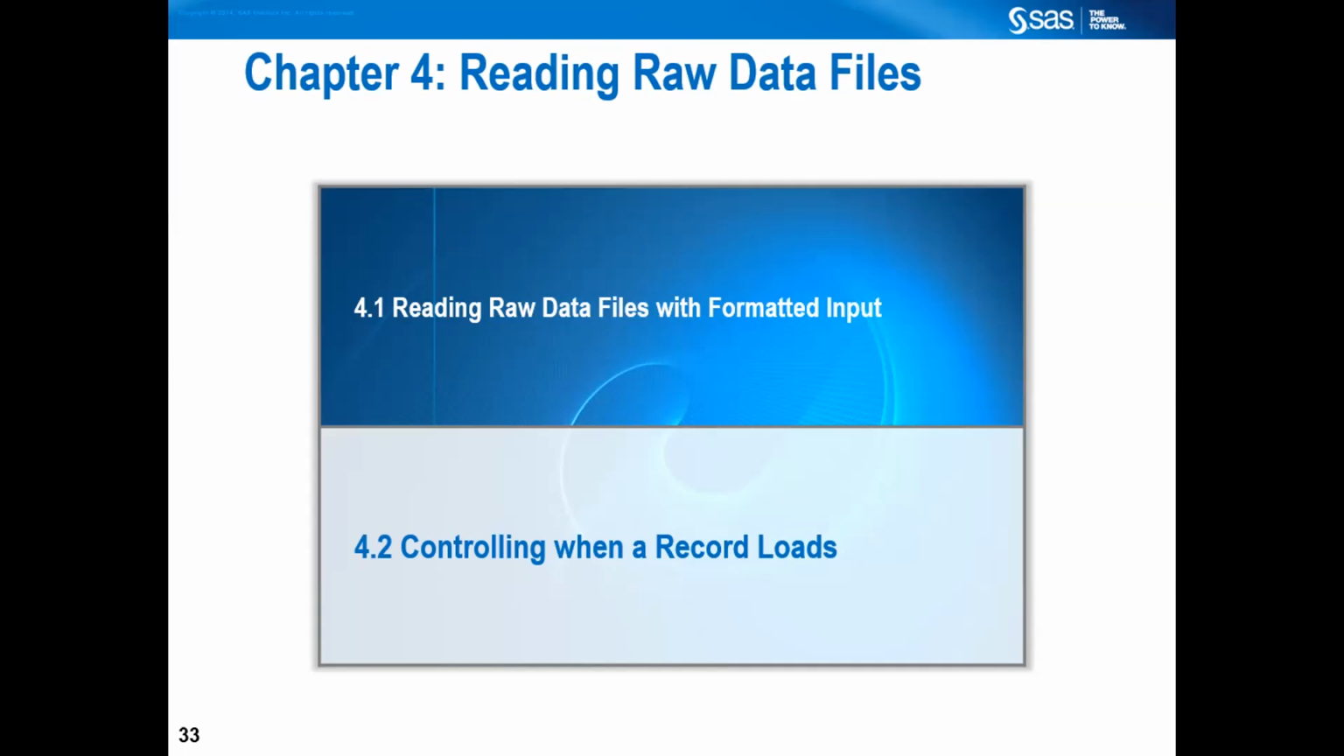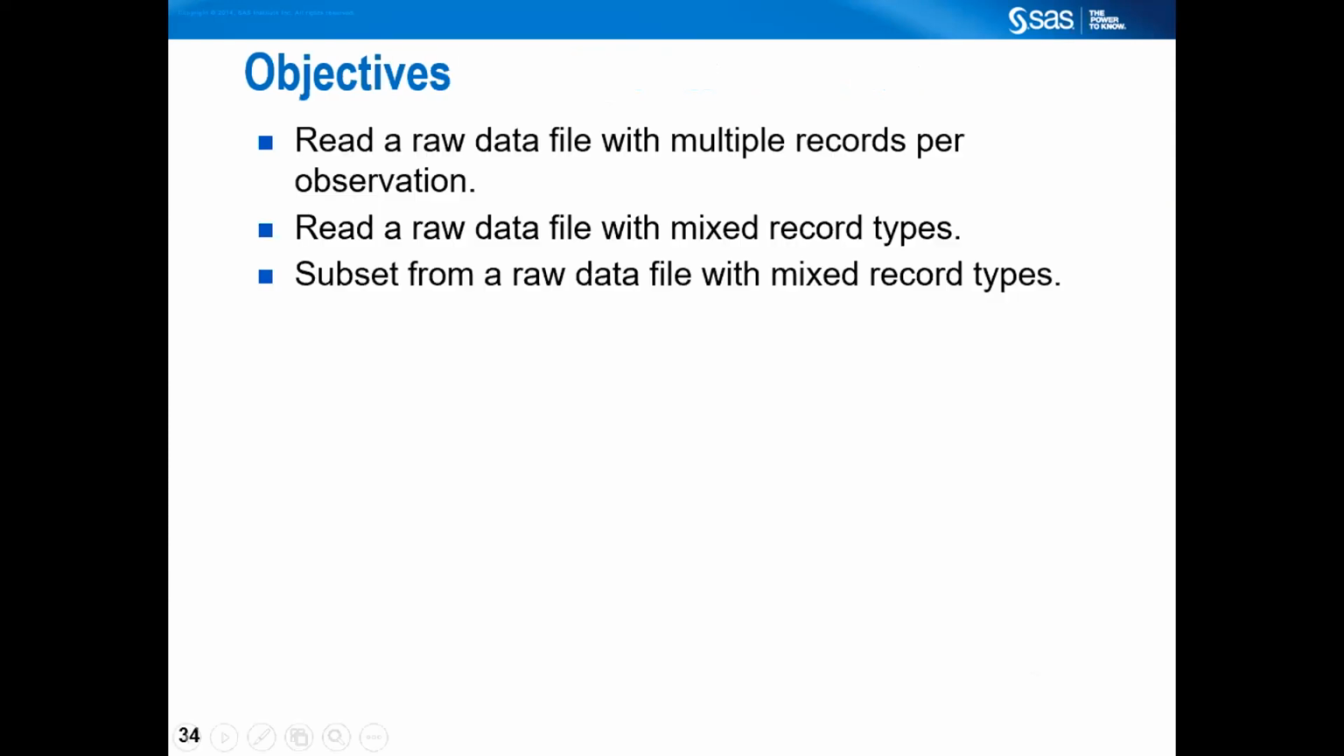So let's move ahead with our slides. What is the full form of DSD? It's data separated delimiters. Okay. All right. So the objective here is we'll read a raw data file with multiple records per observation. We'll read a raw data file with mixed record types, and we'll subset from a raw data file with mixed records. So now let's understand all these objectives to be learned here.